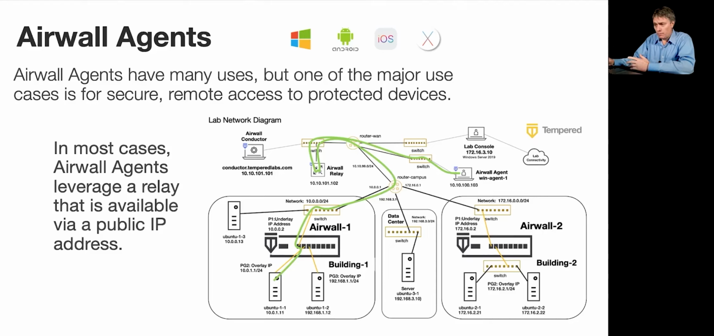So we have agents that run on Mac, that run on Windows, iOS, Android. And typically, they can be located anywhere in the world, and they'll connect in through a relay. They just need outbound access to the relay and the conductor on a public IP, and then the relay will stitch together the encrypted tunnel connection coming from the Airwall.